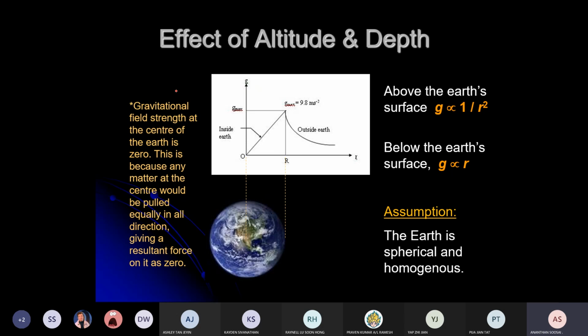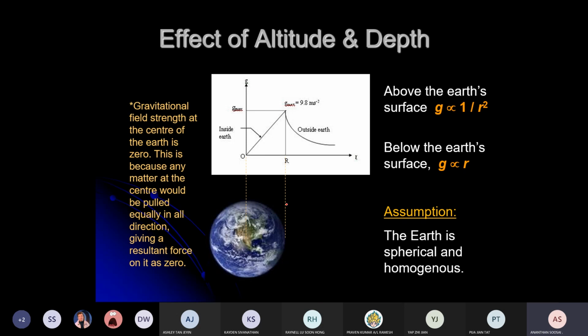The left side is the explanation I told you. Gravitational field at the center of the Earth is 0. This is because any matter at the center would be pulled equally in all directions because it is surrounded by mass. The Earth's mass is surrounding you, so all directions have the same force, giving a resultant force on the mass of 0. So you have 0 gravity at the center of the Earth. You'll experience weightlessness, like floating in outer space. But of course, in reality, we can't go towards the center because of the temperature and pressure. It's quite huge.